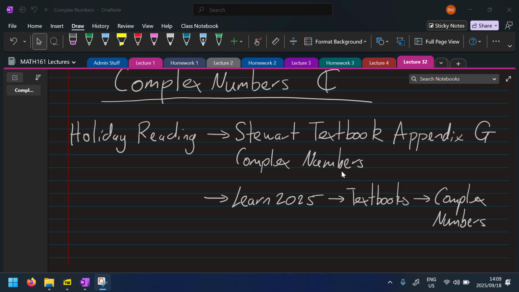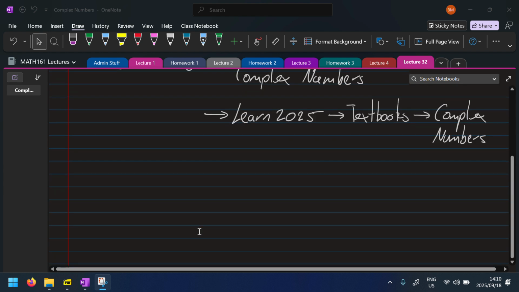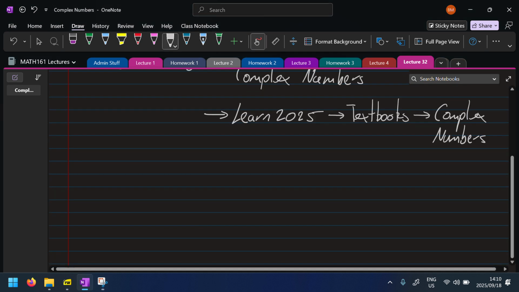So complex numbers up to the last bit on complex equations, that's for the test. Complex functions is not in the test, it is in the exam. Okay, so just to clarify on that. Okay, so let's get started.